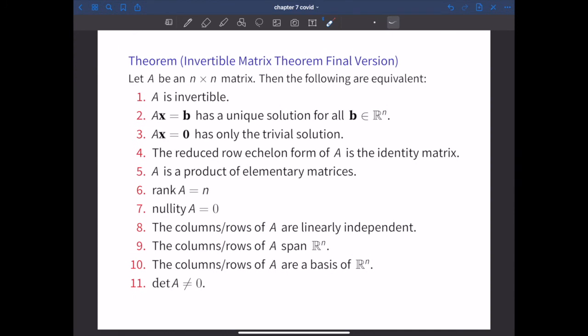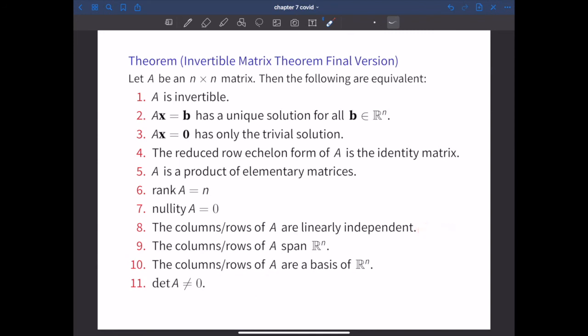For example, if A is an n by n matrix, then saying that A is invertible is the same thing as saying that the rank of the matrix is equal to n, or that the nullity, in other words the dimension of the null space, is equal to 0. That's equivalent to the determinant being non-zero, which is equivalent to saying that the columns of the matrix are linearly independent, and so on, right?